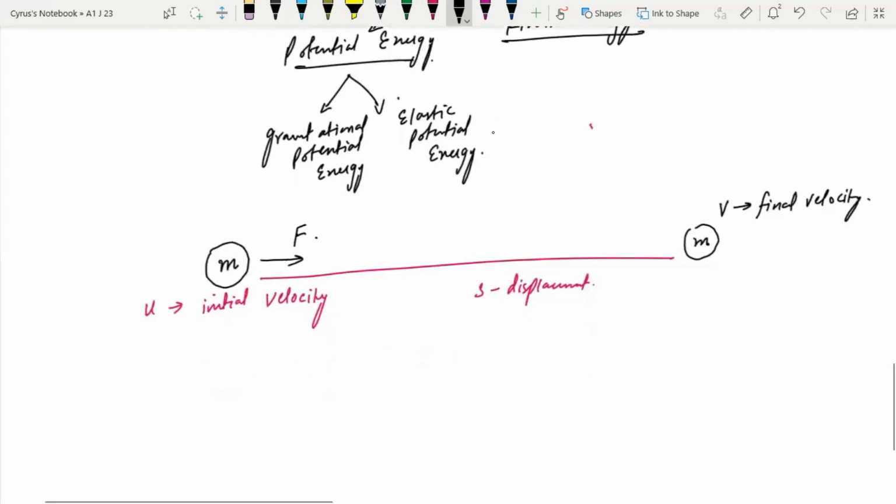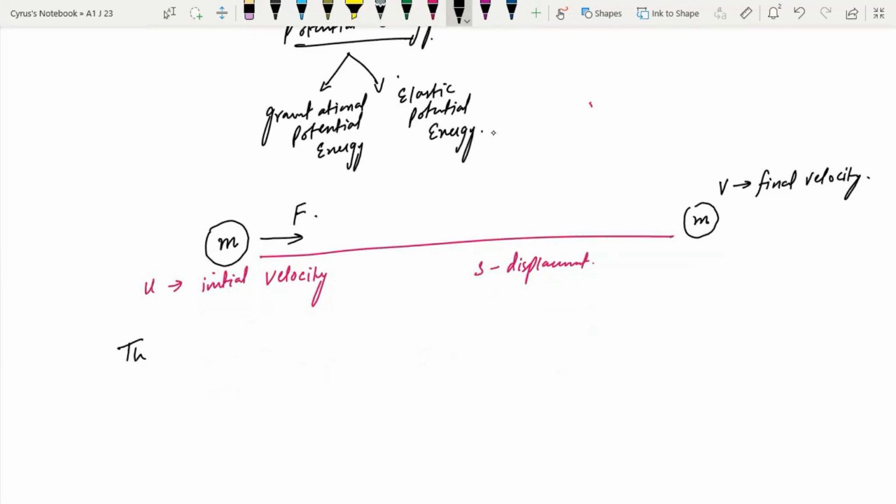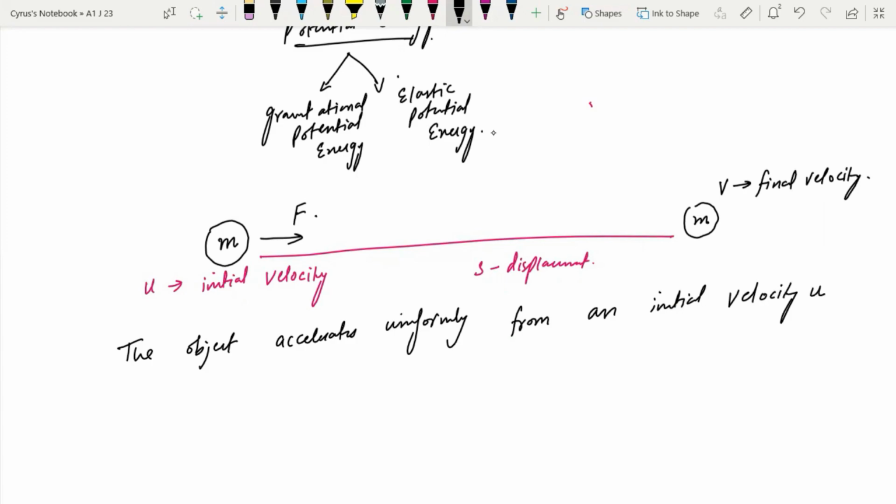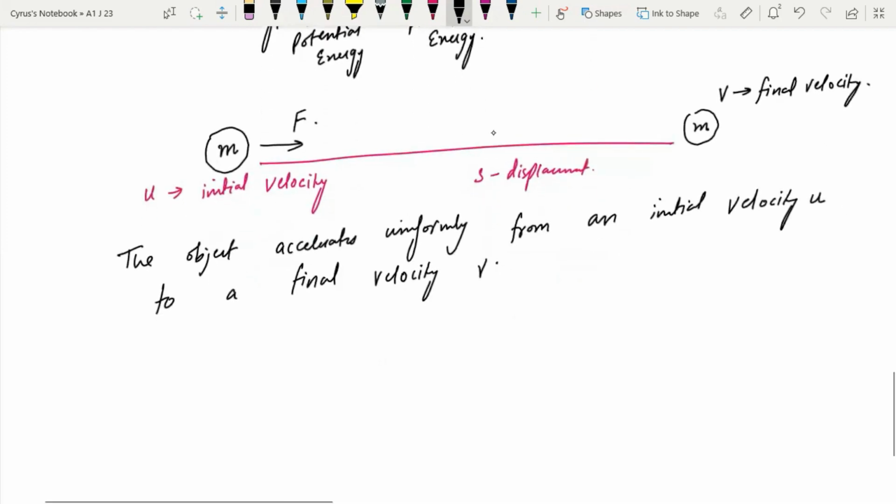ठीक है. What happened is that the object accelerates uniformly from an initial velocity u to the final velocity v, right? उसकी uniform acceleration है. ठीक है. अच्छा, आपके पास यहाँ पे फॉर्मूला है 2as is equal to v square minus u square.